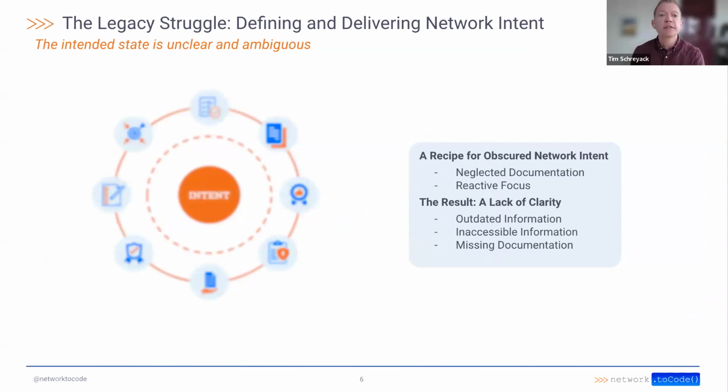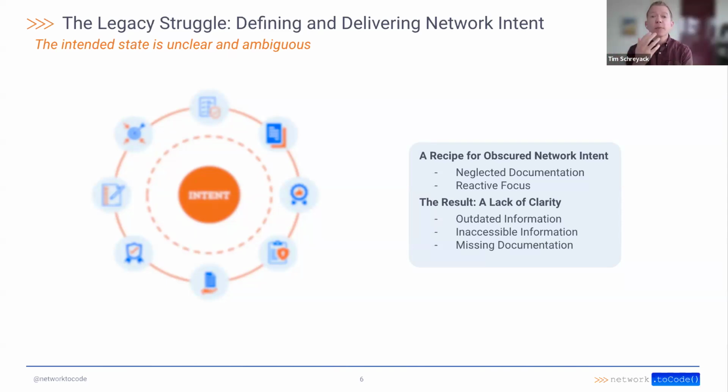The struggle we have is defining and delivering that intent in the traditional world. As we see here, you don't have to adjust your screen. That image is intentionally blurry because we're expressing this idea that intended state in our traditional managed environments is often kind of unclear and ambiguous. Some of the things that we have is neglected documentation. Intent must be constantly reviewed and updated. It's a reactive focus. That is, the pressures that we often are dealing with on our day-to-day basis end up meaning that we sideline our documentation or we just never get around to it.